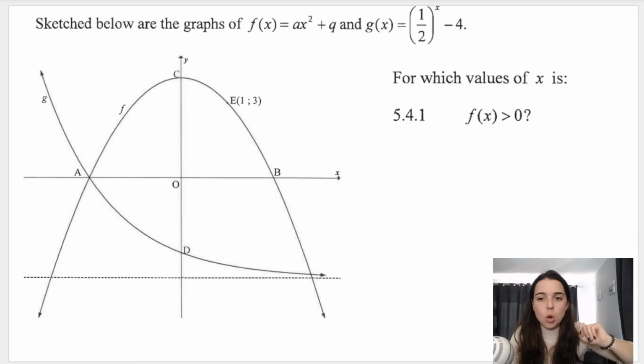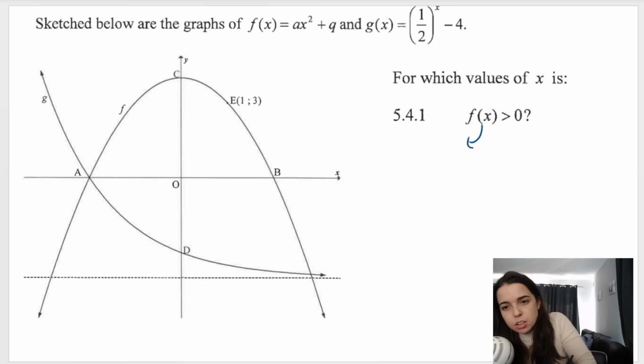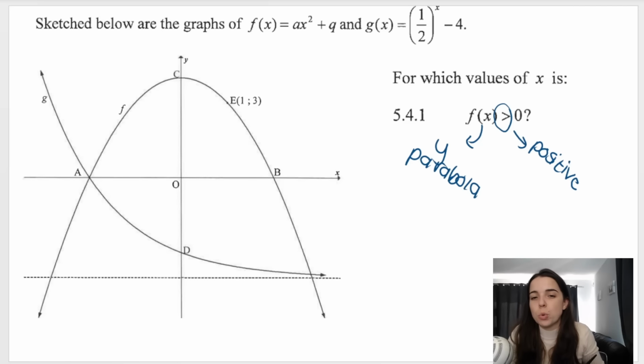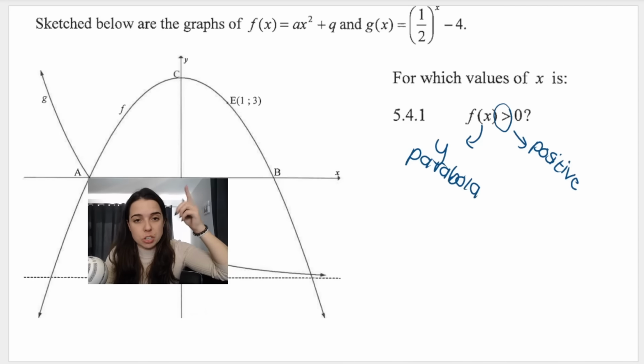F of x, what does that mean? F of x is the y values for the parabola. Okay, so we don't care about the exponential in this question. And this means bigger than or greater than 0. In other words, all the positive values. Essentially what this question is asking is where is the parabola positive in terms of the y values?